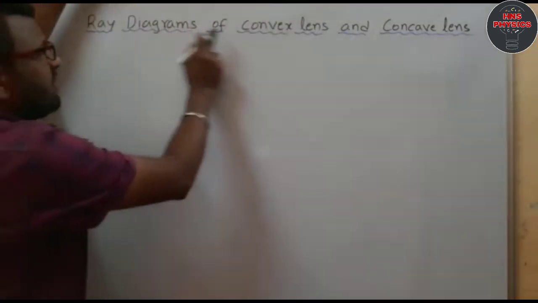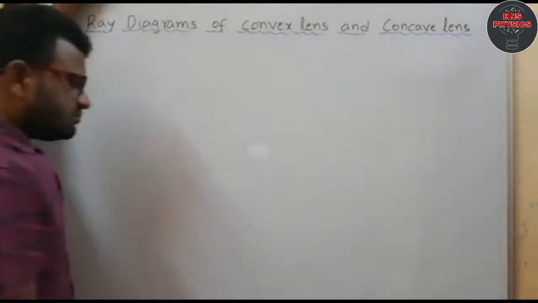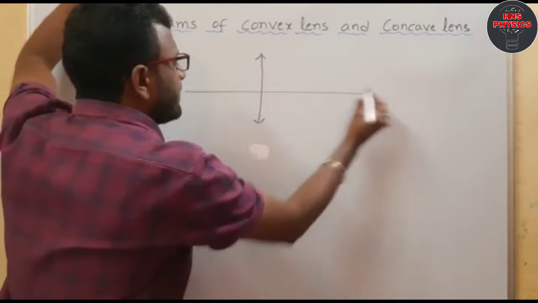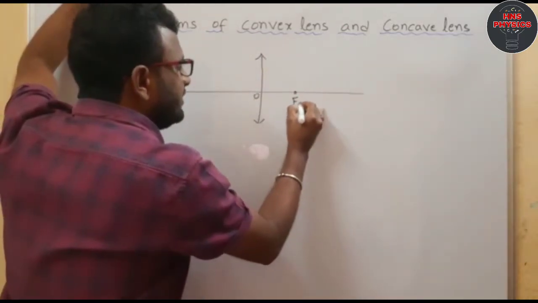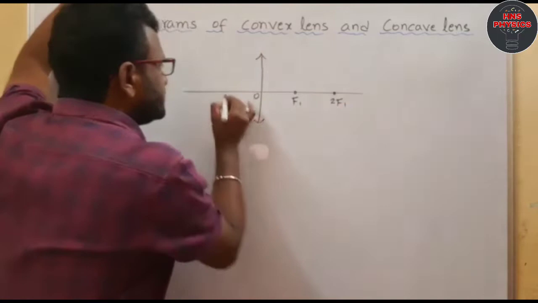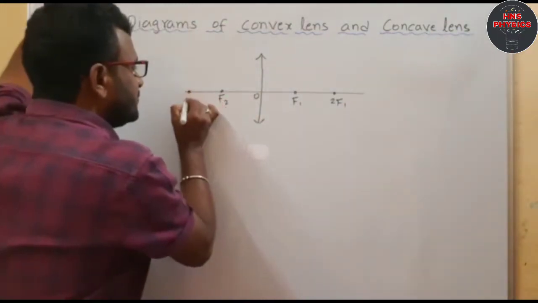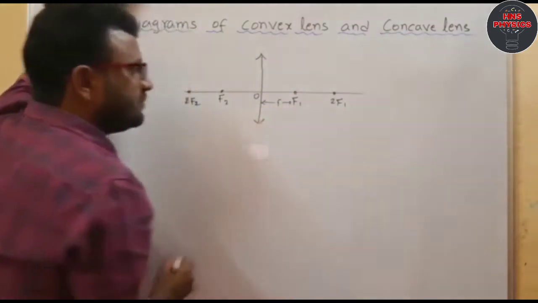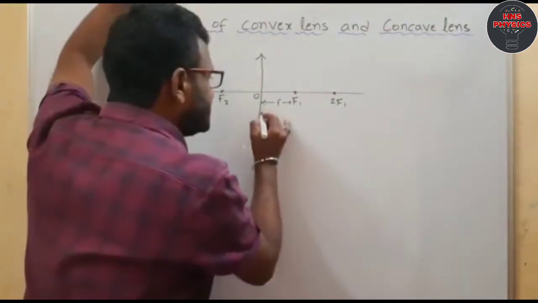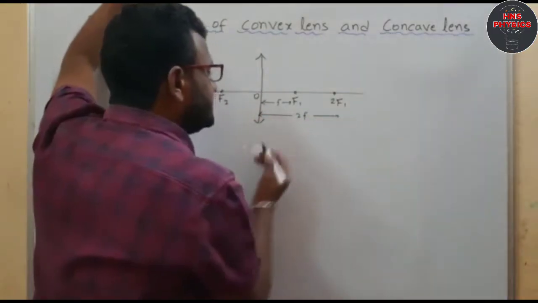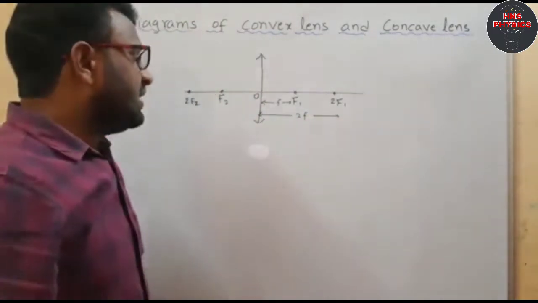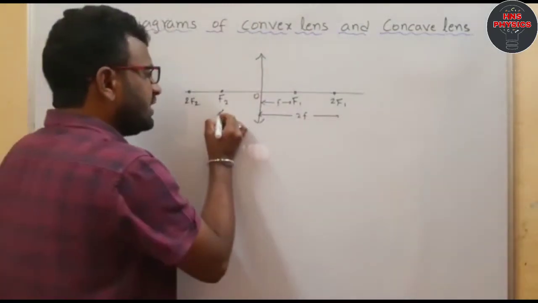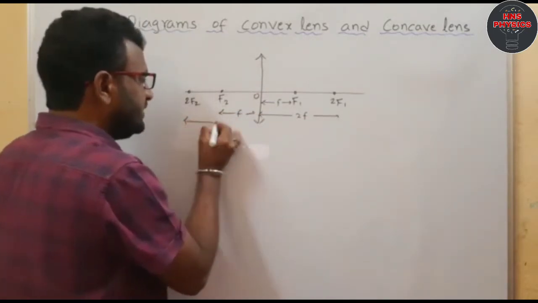So, ray diagrams of convex lens and concave lens. We know this is the convex lens symbol. So optic center, F1 and 2F1. This is F2 and 2F2. This is nothing but the focal length, optic center to principal focus, that is called focal length, and this is nothing but the double focus. Even on the left side we have to take the same, because a convex lens has two refracting surfaces. So this is again a focus, and this one is also the double focus.